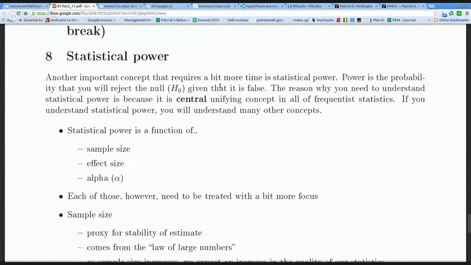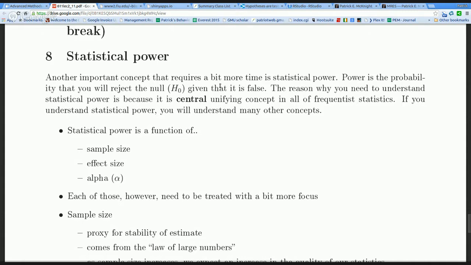I know we're jumping ahead of everything because I haven't even talked about inferential statistics or hypothesis testing, but I want to give you this concept of statistical power because, as I say in my notes, it's a central unifying concept. And this is particular to frequentist statistics as opposed to Bayesian statistics, something I will discuss from time to time during the class. But for the most part, what we talk about in this 611 course is frequentist statistics.